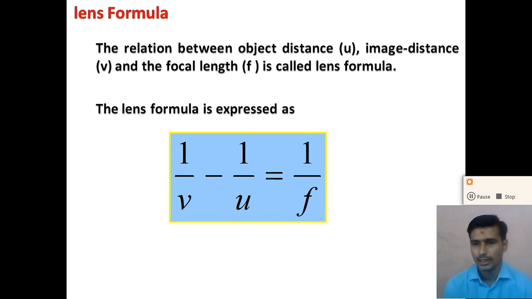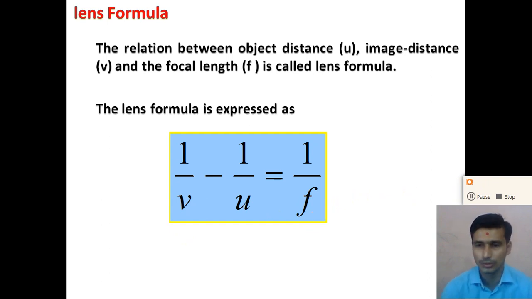So the relation between the object distance, image distance, and the focal length is called the lens formula. And dear student, the lens formula is given by 1/v - 1/u = 1/f. Similar to the mirror formula, the mirror formula is 1/v + 1/u = 1/f. So here the lens formula is given by the equation 1/v - 1/u = 1/f, where v is the image distance, u is the object distance, and f is the focal length.